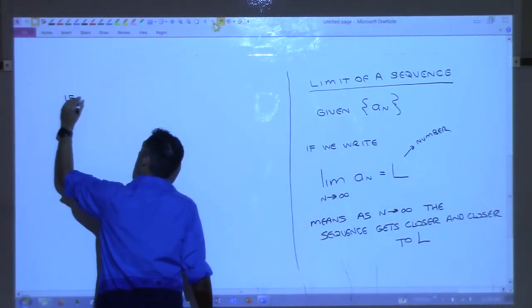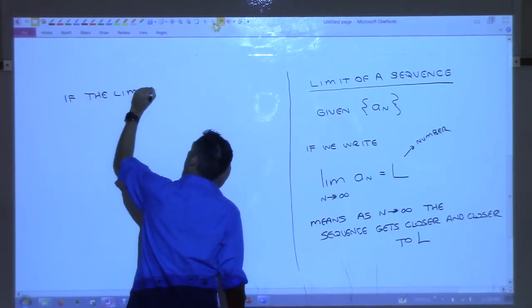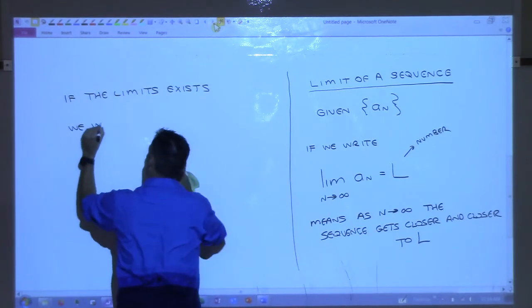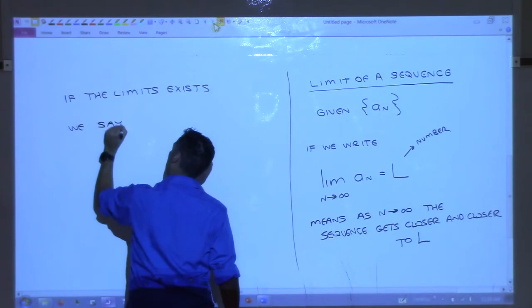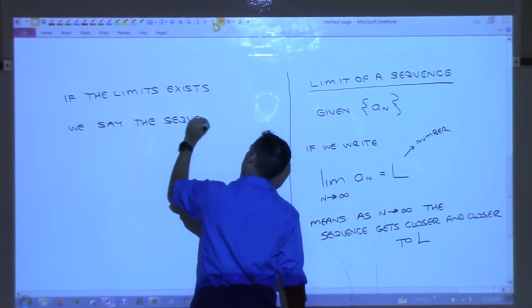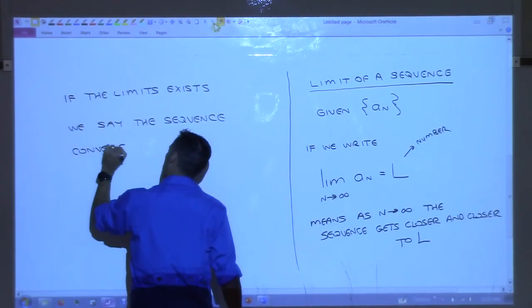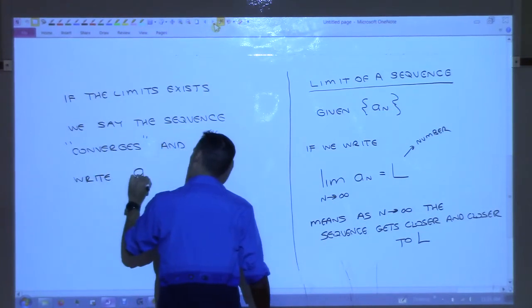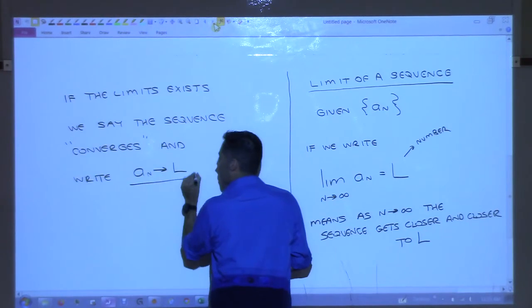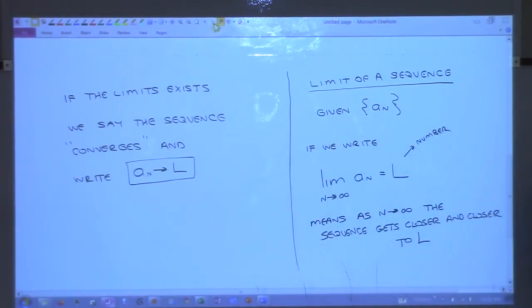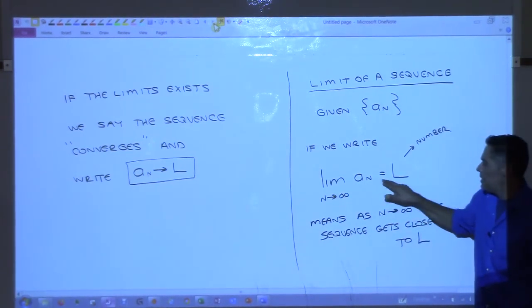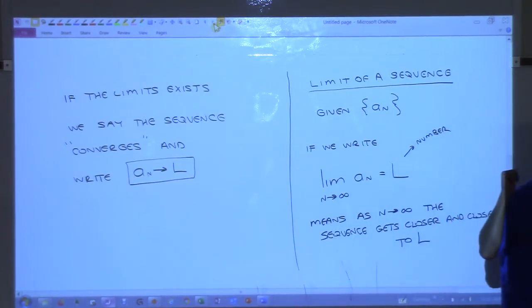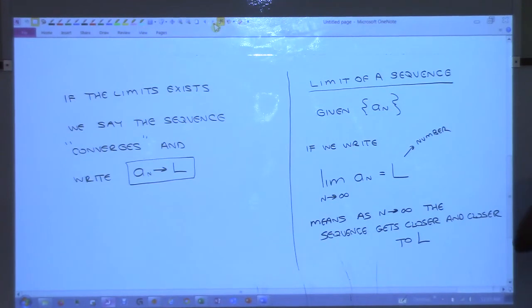So if the sequence, or sorry, if the limit exists, we say the sequence converges. And write, okay, this right here is important. So instead of writing the limit as n goes to infinity of a sub n equals L, instead of writing all that stuff, if we just write a sub n with an arrow pointing to L, what we mean is that that limit exists. It's headed to a number, right? And we say that the sequence converges, all right?